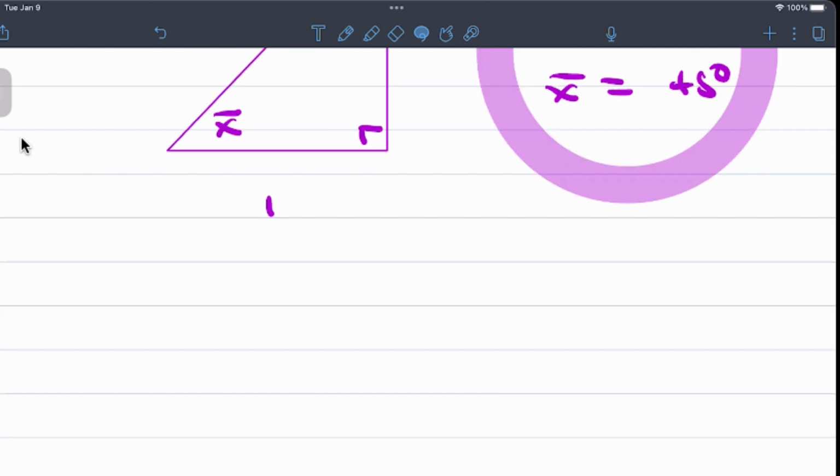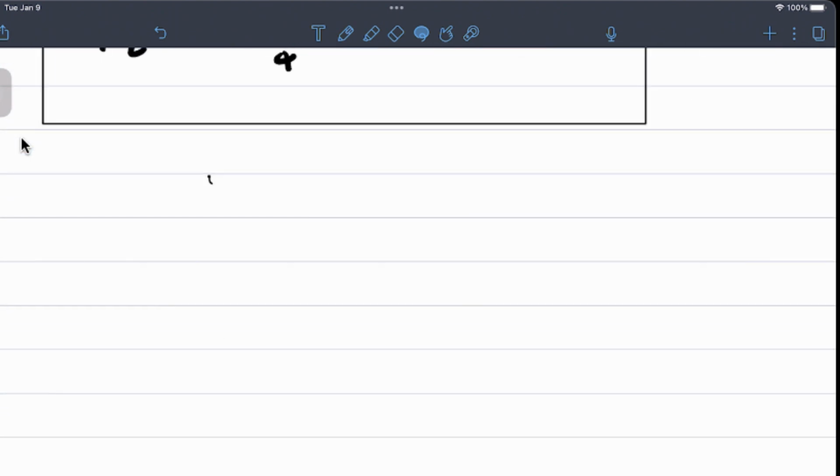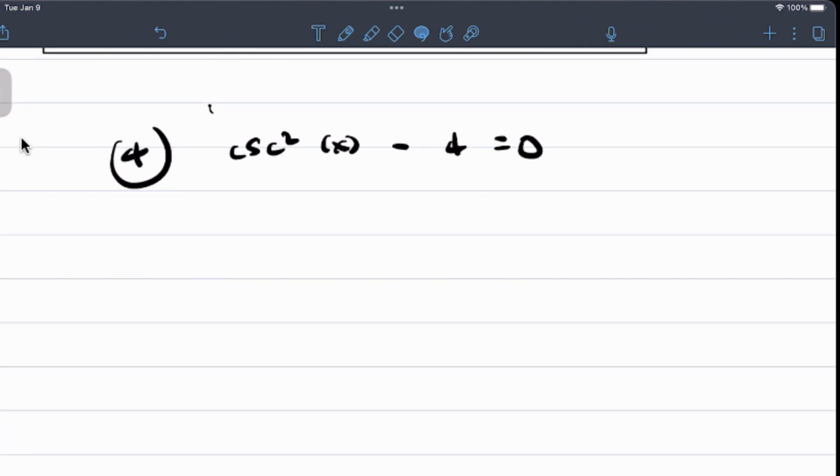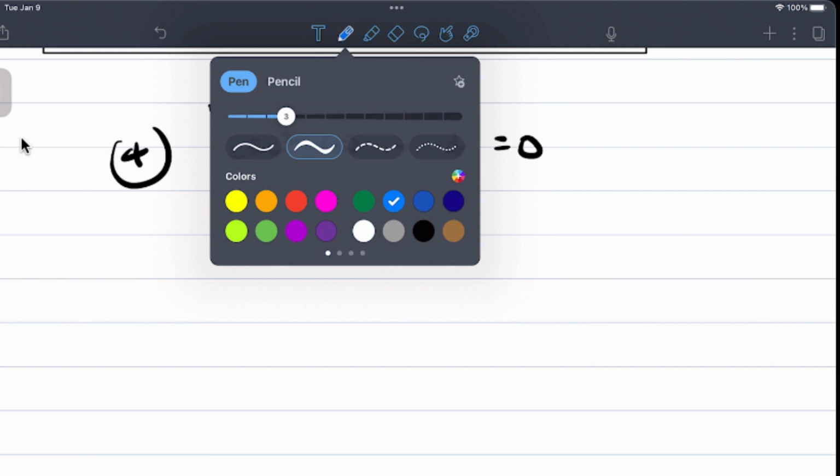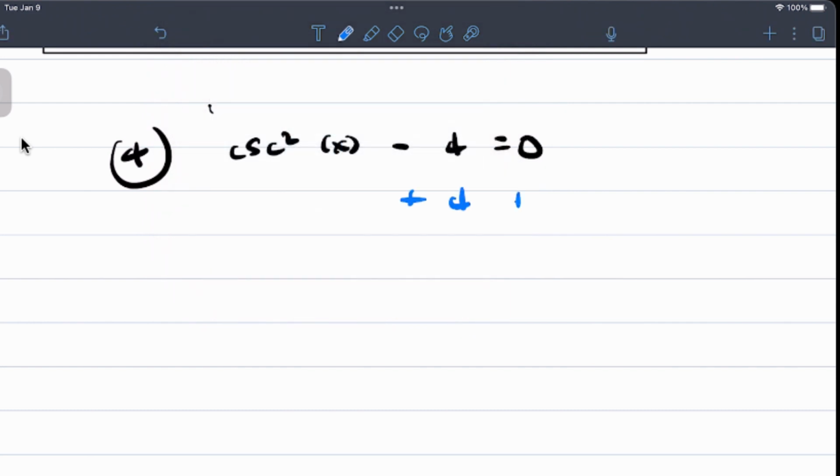Just using a little bit of algebra for some of these here. Okay, now let's take a look at this one. What kind of algebra do you guys think you're going to use on this? What do you guys think? Right. What are you guys going to do now? You're going to add what? 4 to both sides. Is that right? And now you get what? Cosecant is 4.